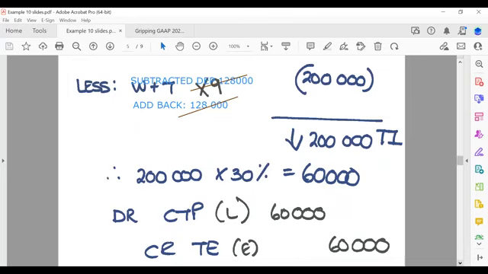Well done, everyone. You guys are doing very well. Debit current tax payable, credit tax expense. That's the current tax effect.